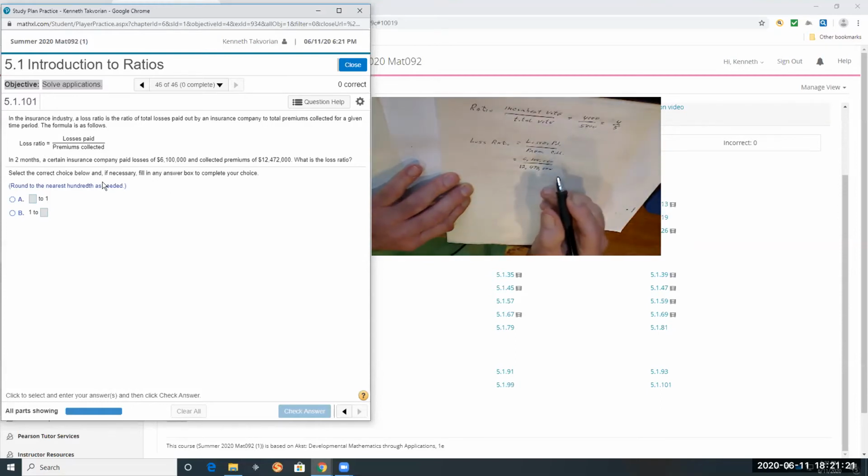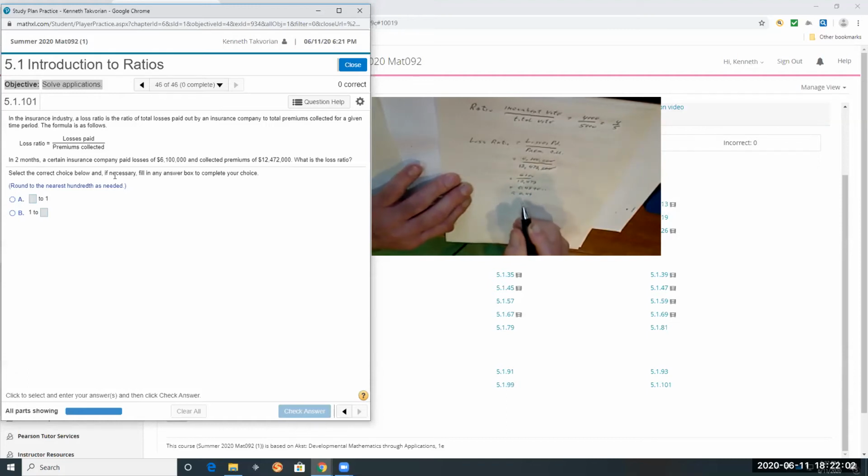Just to make life a little easier, I'm going to divide by 1,000, knocking out 3 zeros here and 3 zeros there. So I'm going to divide 6,100 by 12,472, just a little simpler so I don't mess up on the zeros. When I put it into the calculator, it's giving me an answer of about 0.4890, etc. If I round it to the nearest hundredth, that's where the 8 is, it's going to be approximately 0.49.